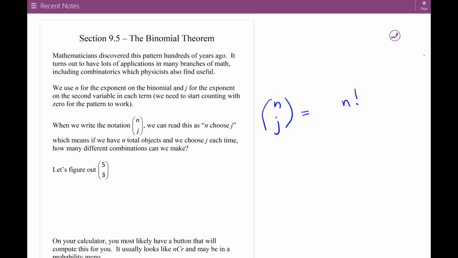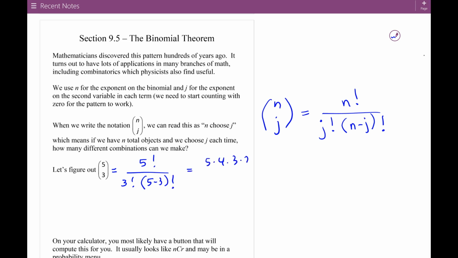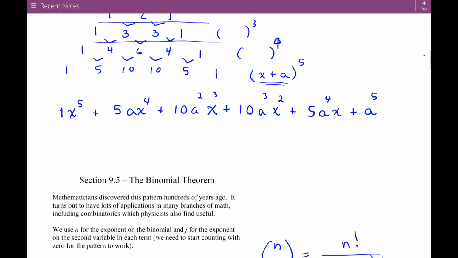So when you're doing it in a calculator, it's doing n factorial over j factorial, then it's doing n minus j and doing that factorial and dividing. So 5 choose 3 would be 5 factorial over 3 factorial times 5 minus 3 factorial. So that's 5 times 4 times 3 times 2 times 1 over 3 times 2 times 1. 5 minus 3 is 2, so times 2 times 1. So the 3, 2, 1 will cancel, and I'll end up with 5 times 4 is 20 divided by 2, so I get 10.